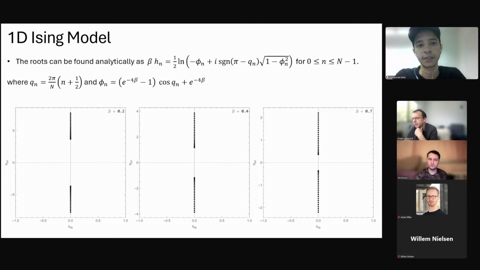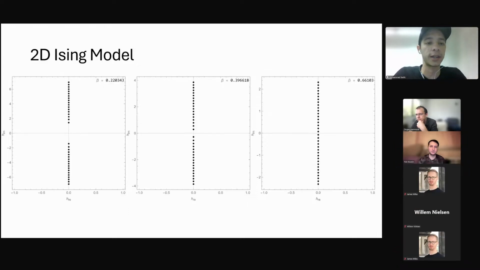Does this make sense? In one dimension, yes. This is only for the one-dimensional Ising model. Okay. So what about the two-dimensional Ising model? This one has a phase transition.